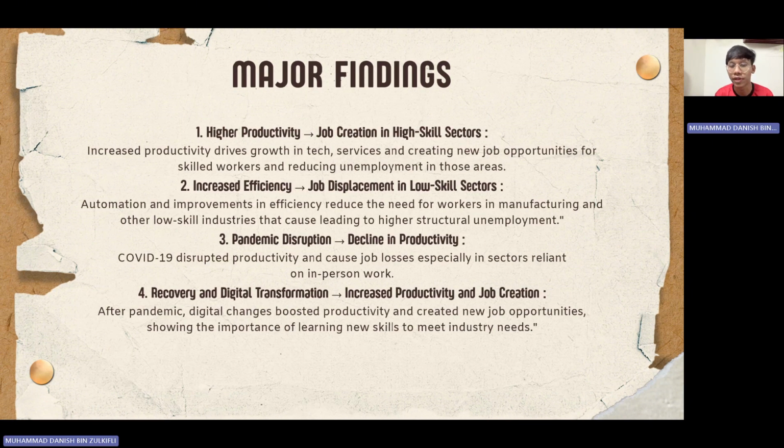Next, we have the major findings from the graph of global unemployment rates. The first one: higher productivity leads to job creation in high-skill sectors. Increased productivity drives growth in tech and services, creating new job opportunities for skilled workers and reducing unemployment in those areas. The second one: increased efficiency leads to job displacement in low-skill sectors, such as automation and improvements in efficiency that reduce the need for workers in manufacturing and other low-skill industries, leading to higher structural unemployment.